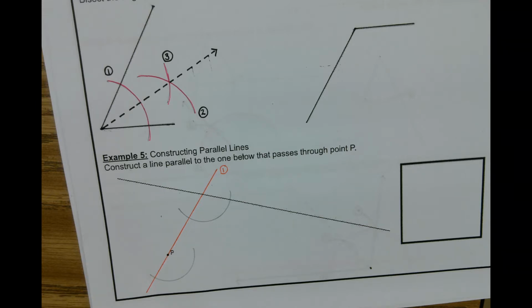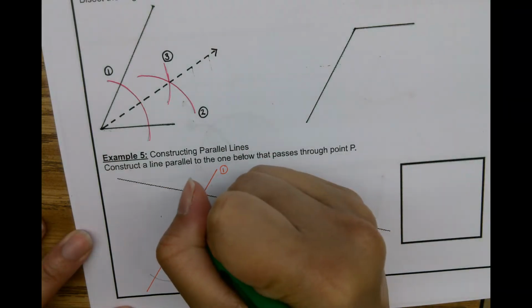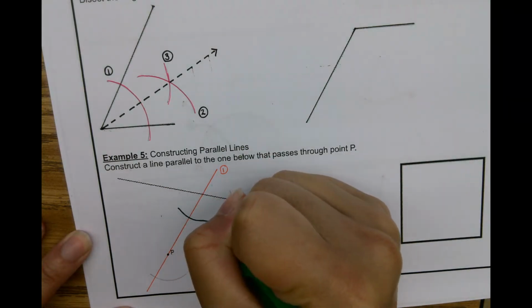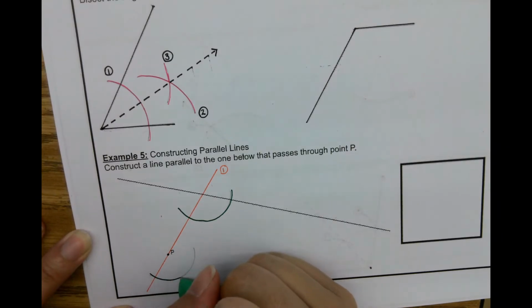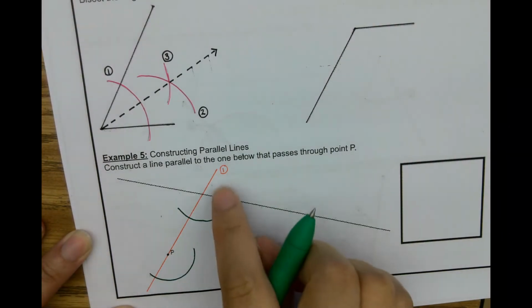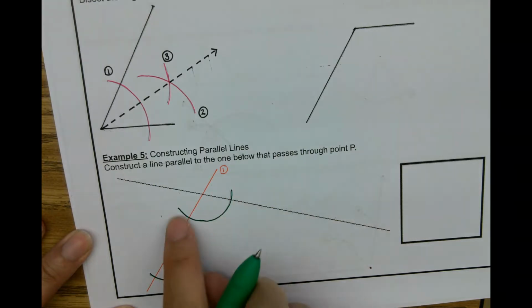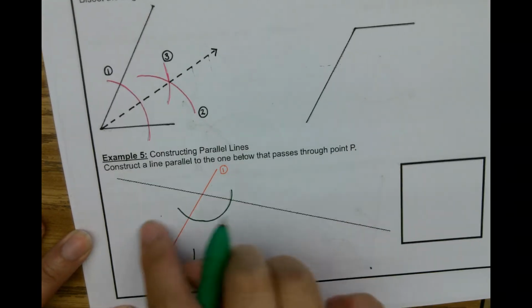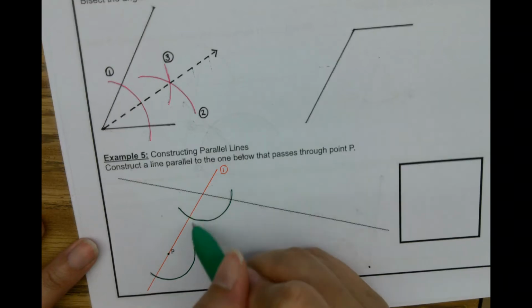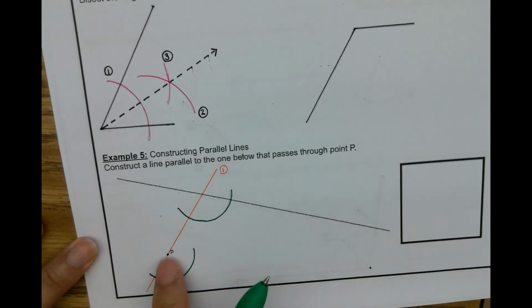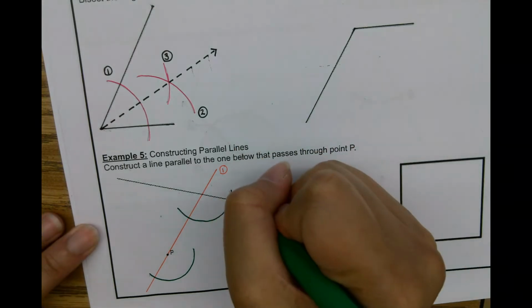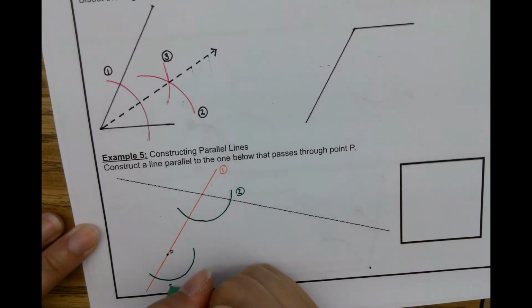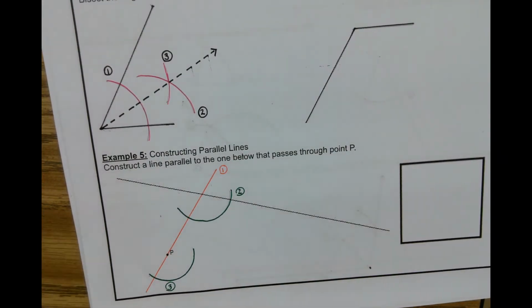Let me highlight it in maybe a different color. I'm going to do this in green, and then I repeated it. If I had copied the angle on top here, I would have done the arc above. If I had copied this one, I would have done it here. Since this one was below and to the right of the line, that's why I'm doing it below and to the right of that point. This is step 2 and 3, in the same color because it's the same measurement.